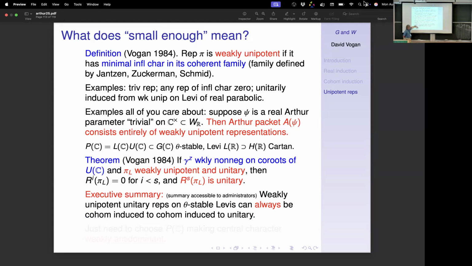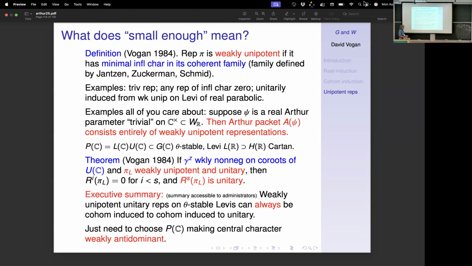This is the slide that I wrote at 4:30 this morning. They can always be cohomologically induced to unitary representations. All you have to do is choose the P that makes the central character weakly anti-dominant. So yeah, the non-negative anyway.